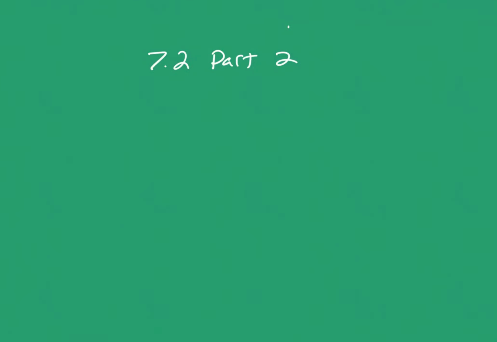So 7.2, part 2, we're going to look at radian angles. And we're going to look at really three specific things. How do we draw them? So we're going to go ahead and draw them. That won't really be the first thing we do, but it's the first thing that's on your assignment, so that's why I put it first.